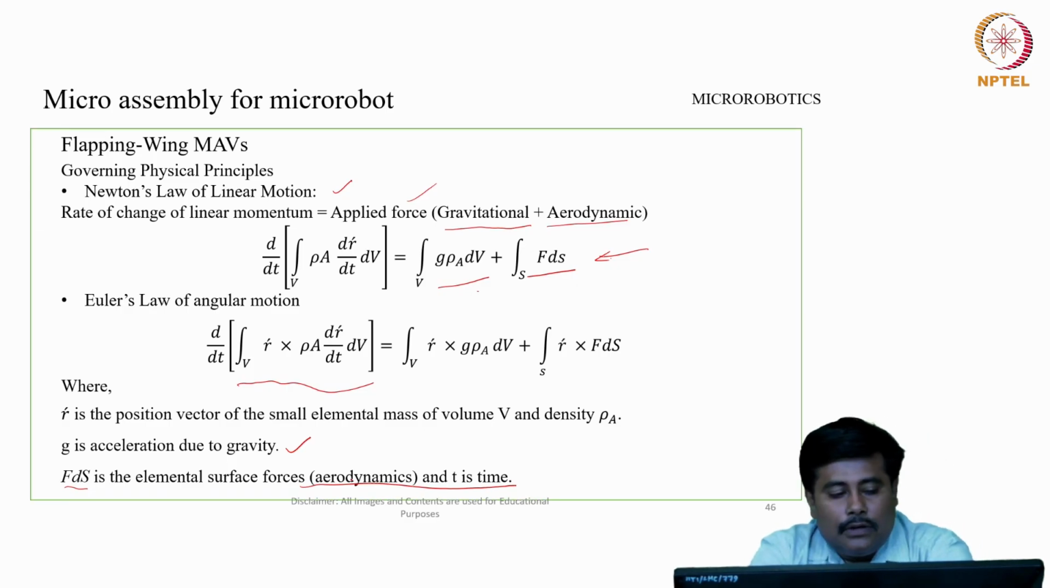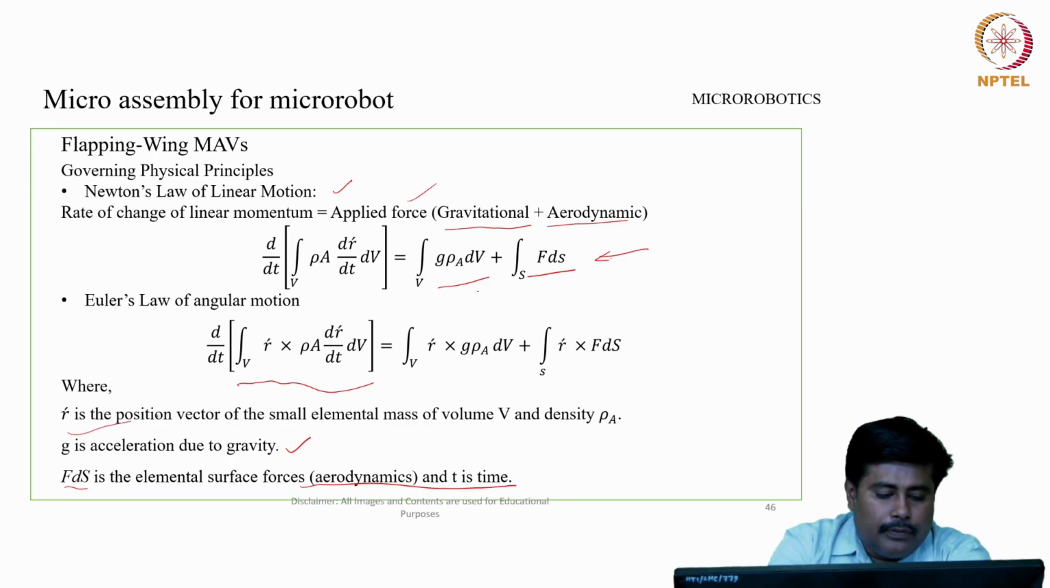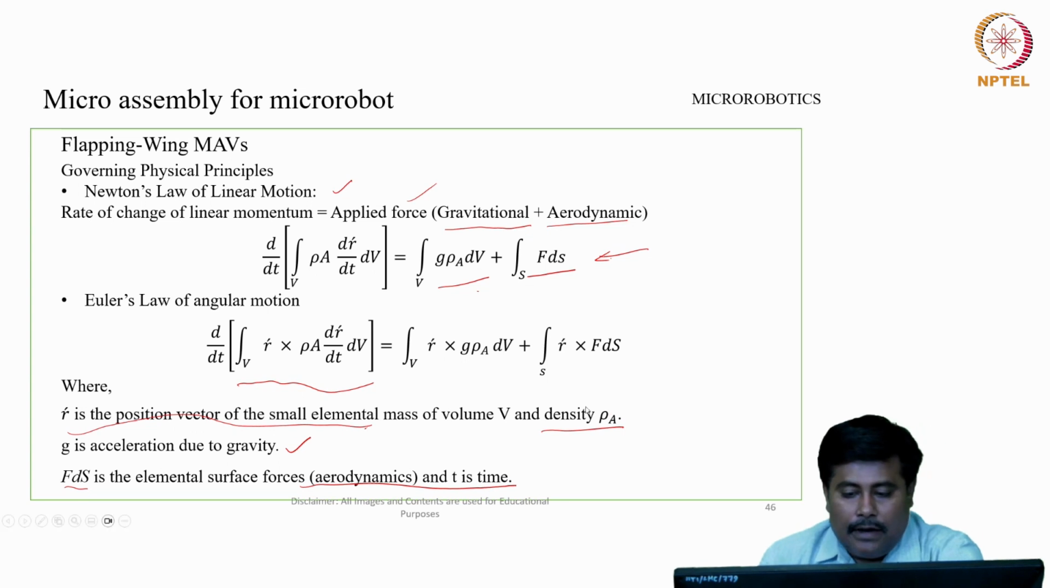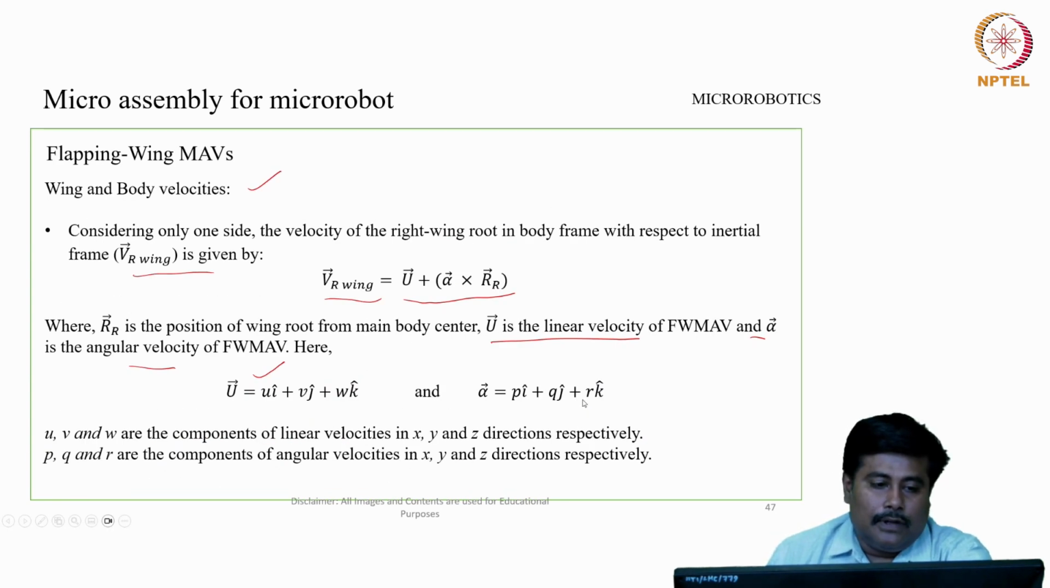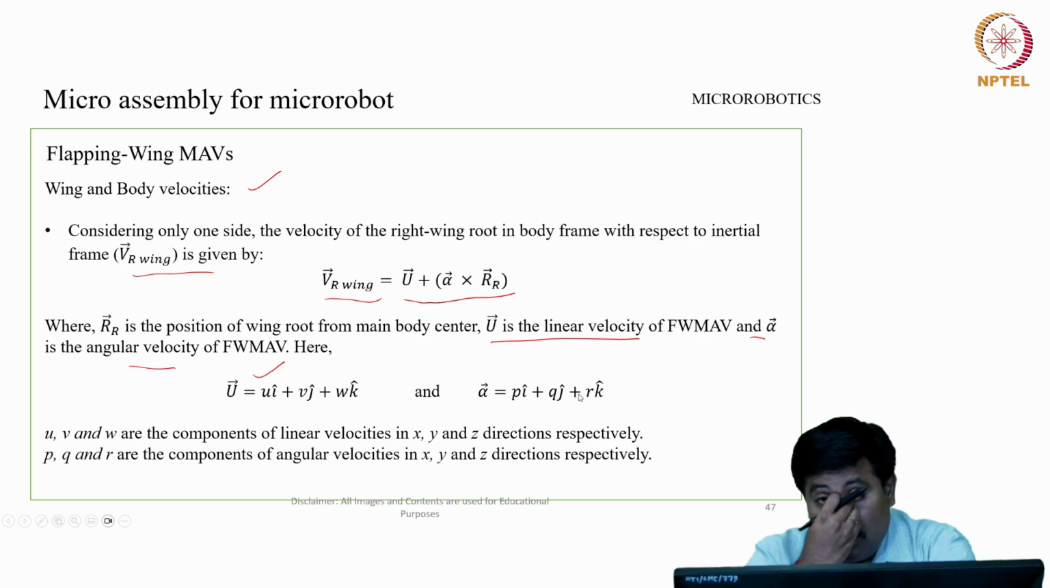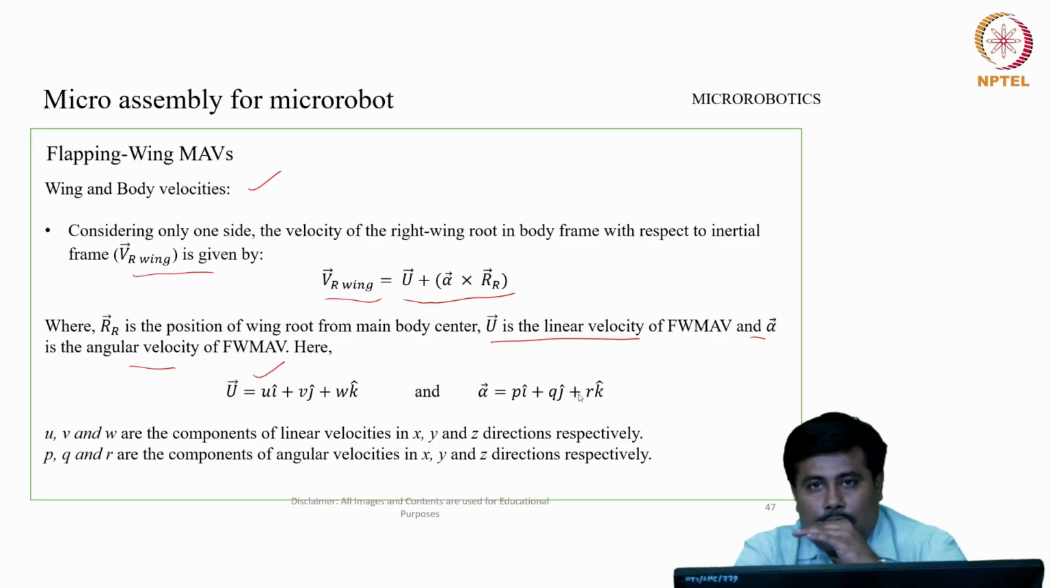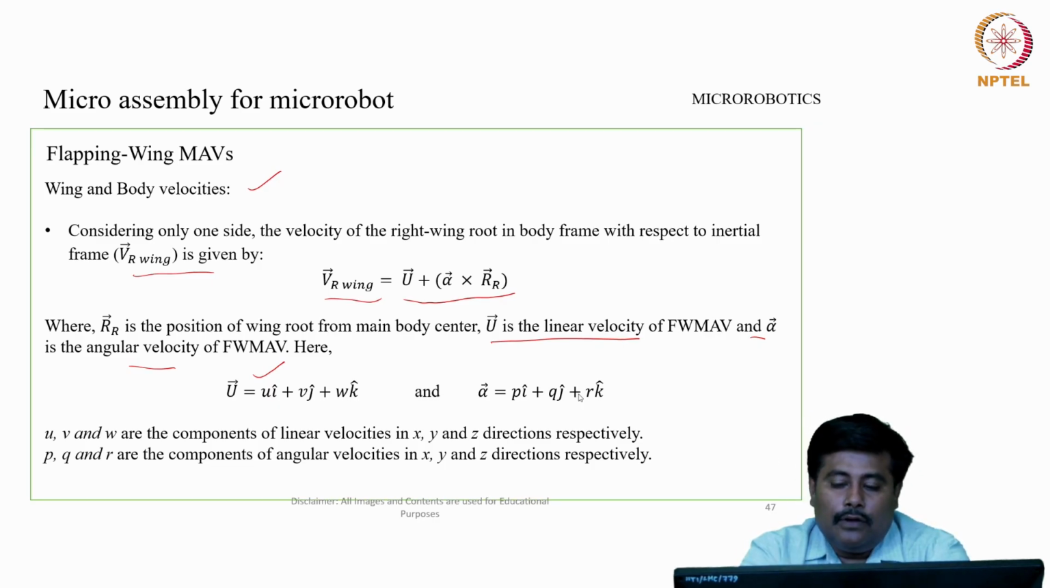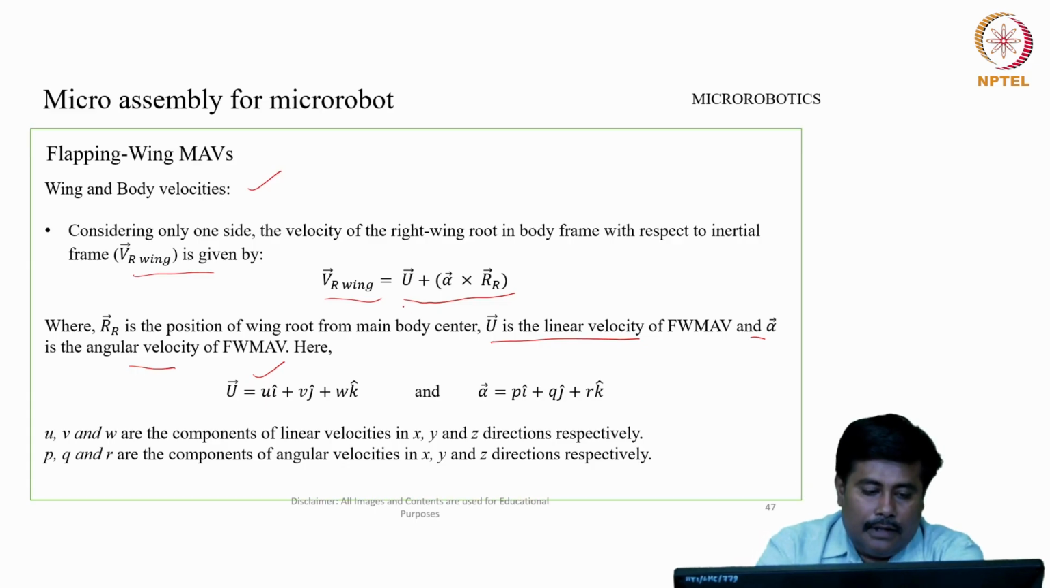Similarly, when we talk about Euler's law of angular motion, R dash is the position vector of a small element mass with volume V, rho is the density, and G is the acceleration due to gravity. Now, when we look into flapping wing MAVs, we have a wing and a body velocity. Considering only one side, the velocity of the right wing root in the body frame with reference to the inertial frame, VR wing, is given by U bar plus A RR, where RR is the position of the wing root from the main body center.